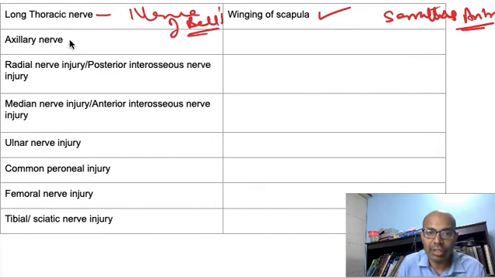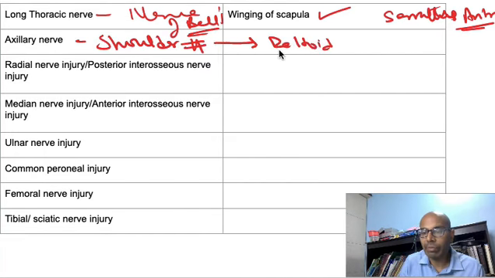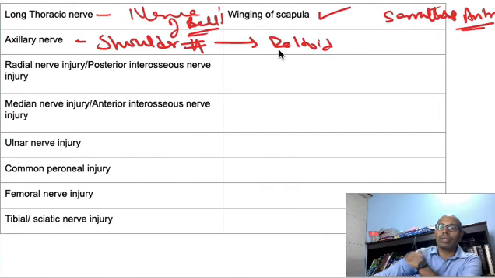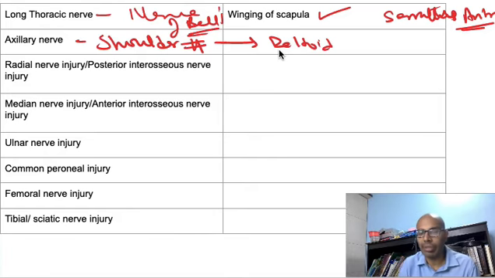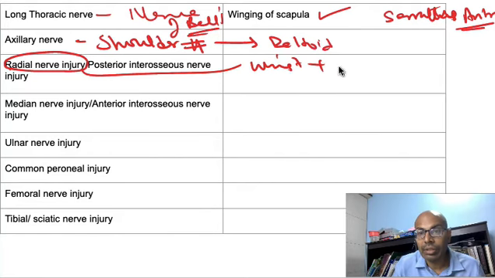Axillary nerve, we just discussed, can be affected in cases of shoulder issues, shoulder dislocation, shoulder fractures, etc. And this will affect what muscle? It will affect deltoid, and it will prevent abduction of the shoulder. You will also have a sensory loss in the lateral aspect of the upper third of the arm, which is called the regimental patch sign. Then you have the radial nerve injury. If radial nerve is involved, you have wrist plus finger drop.